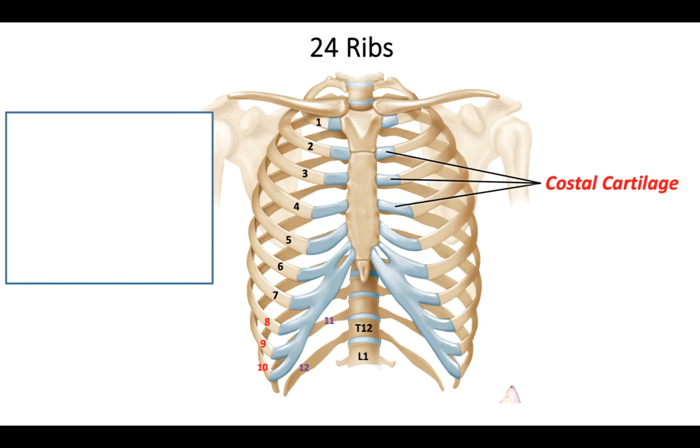Next thing we want to do is learn about your ribs. There are 24 ribs total, so there are 12 on each side. You'll notice some of them attach directly to the sternum with their costal cartilage. Others attach to each other. And then there are a couple that don't attach at all. So we have categories for our ribs.